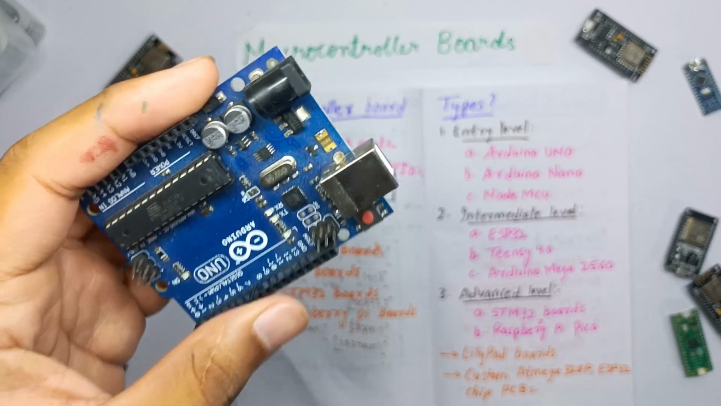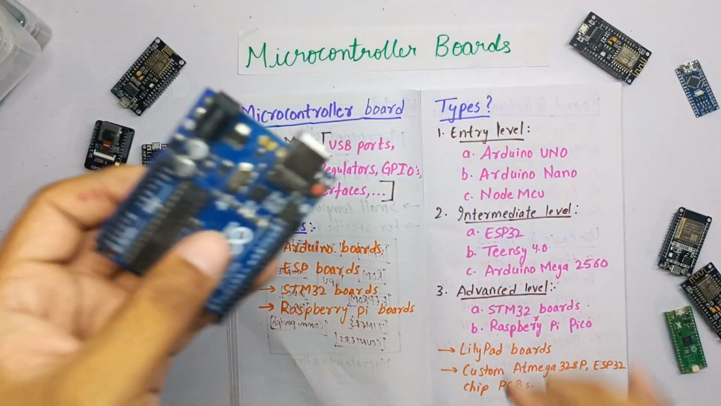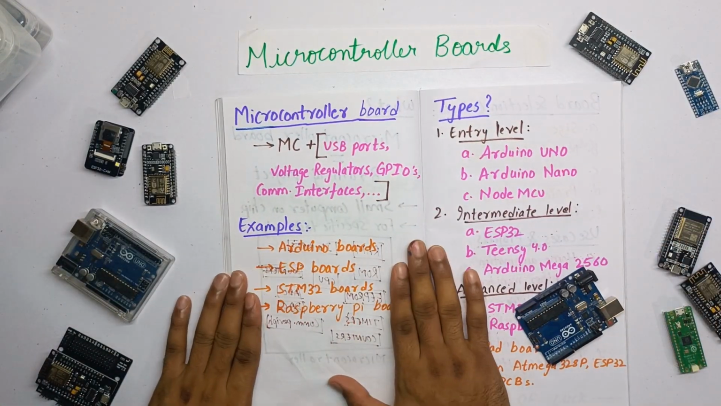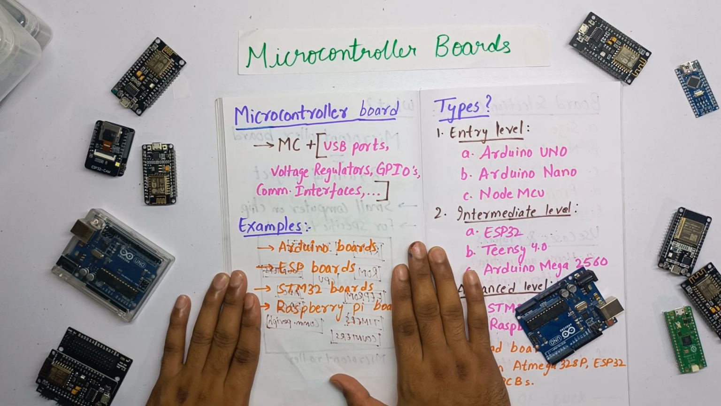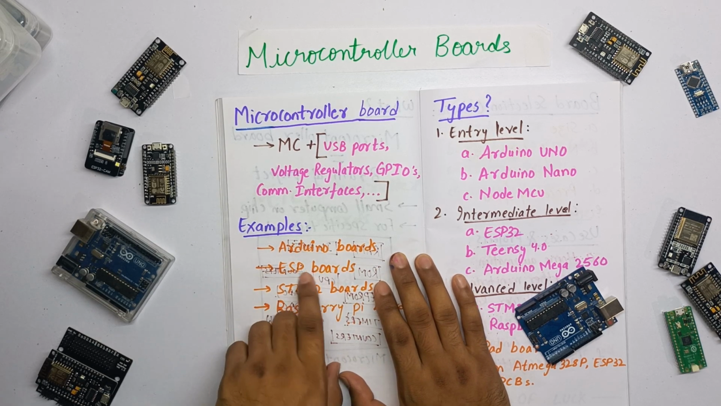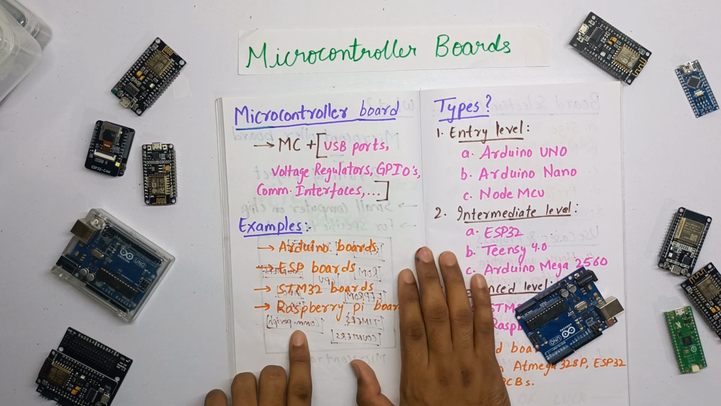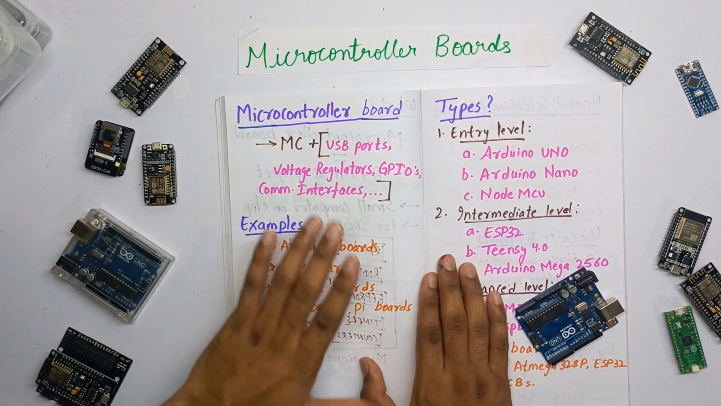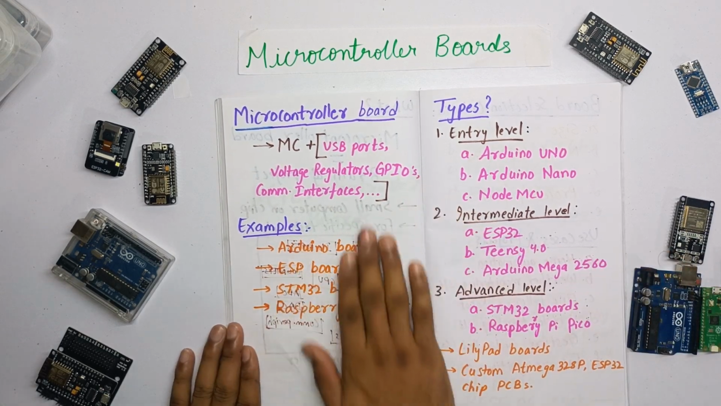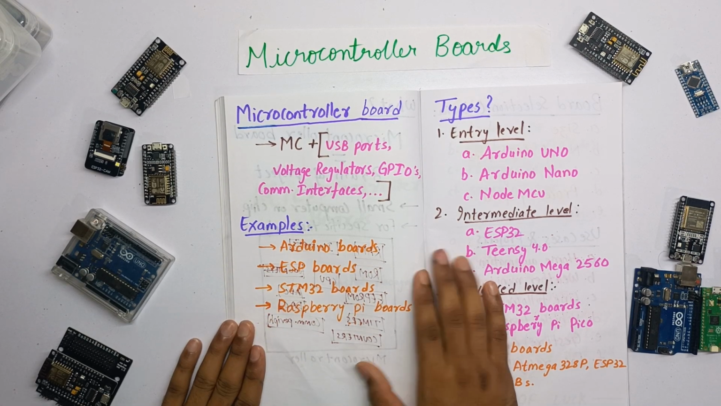And also some other communication interfaces like that. So this is what a microcontroller board is. Now let me tell you some examples for microcontroller boards, such as Arduino boards, ESP boards. ESP is also called Espressif boards, STM32 boards, Raspberry Pi boards. We will briefly discuss all these boards later in the session. So now, just to give you a brief, these are the boards, consider them as an example.